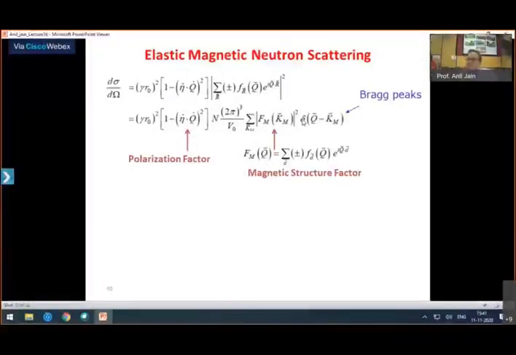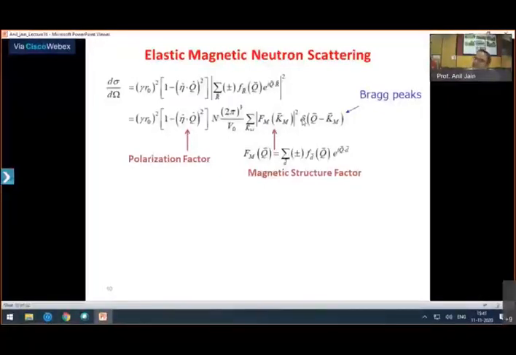If you have a simple kind of magnetic ordering, like say ferromagnet, ferrimagnet, then in general, the size of your magnetic unit cell remains the same as your nuclear cell. So it means your magnetic reciprocal lattice vector remains the same as your nuclear lattice vector if you have ferromagnetic or ferrimagnetic kind of order.